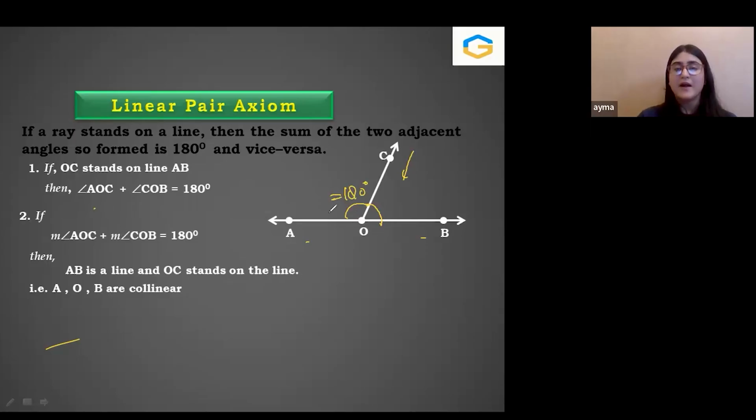फिर क्या बोल रहा है, एंगल AOC और एंगल COB 180 के बराबर होगा, ये भी हमने ऑलरेडी देखा। और कह रहा है अगर आपके पास एंगल AOC और एंगल COB का सम 180 के बराबर हुआ तो आप कह सकते हो AB एक लाइन है आपके पास और OC इसके ऊपर एक रे। समझ आया? इसका मतलब है A, O और B आपस में कोलीनियर हैं। Is this clear for everyone? ये मुझे बताओ सबके लिए क्लियर है या नहीं?